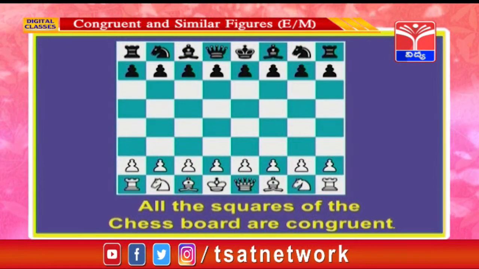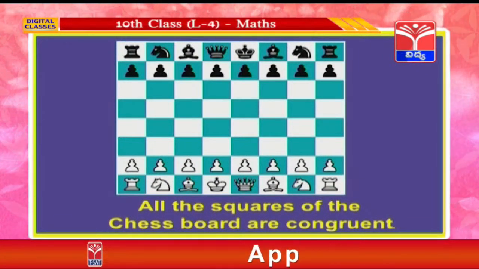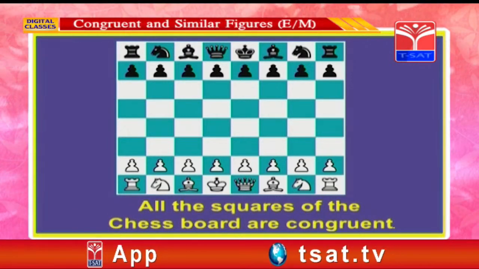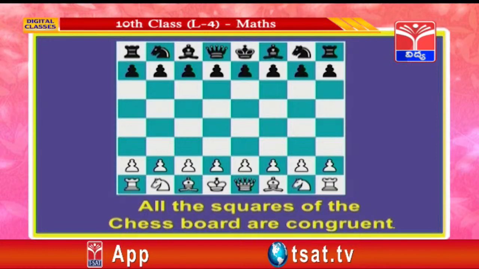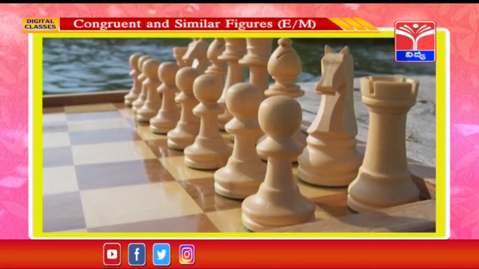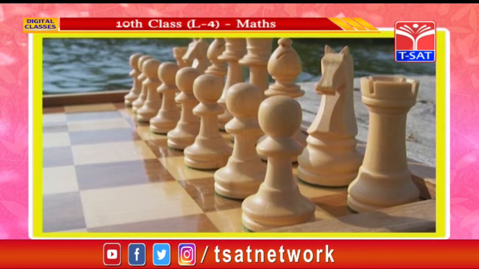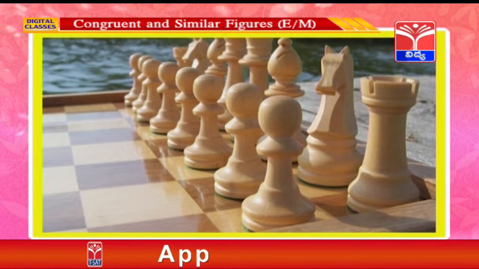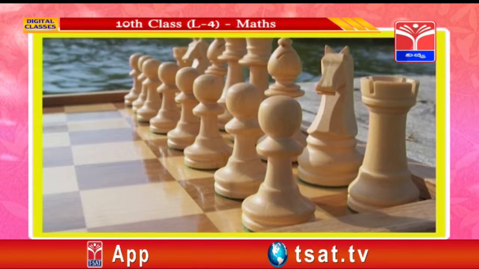Now, observe the chessboard, children. You can see squares on the chessboard. All the squares of the chessboard are congruent. They have their sides equal and hence they are all congruent. Have you seen the chess pieces? We arrange pawns in the front row. Don't you think these are all the same in shape and size as well? Yes, of course, they are all congruent.